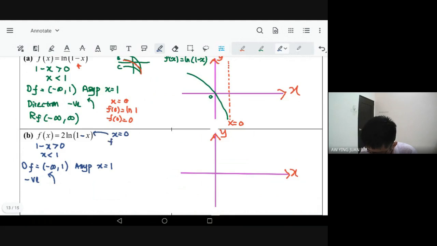So, f(0) equals 2 ln(1 minus 0), which gives ln 1. Then, if you press the calculator, ln 1 is 0. So the situation is f(0) equals 0, which means our situation is B, which passes through the origin.